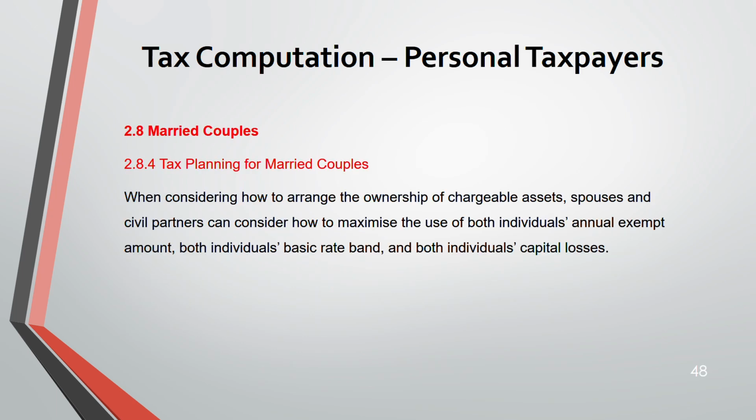Okay, so when you're considering who has to own the chargeable asset, you have to make sure that both of you are maximizing the annual exempt amount, the basic rate band, and the capital losses of both the individuals. Three things: annual exempt amount, basic rate band, and capital losses.